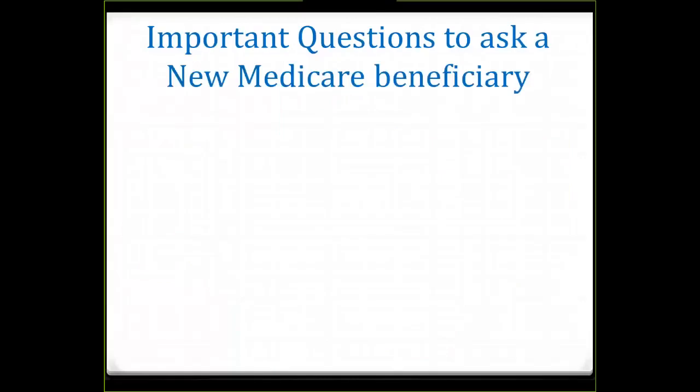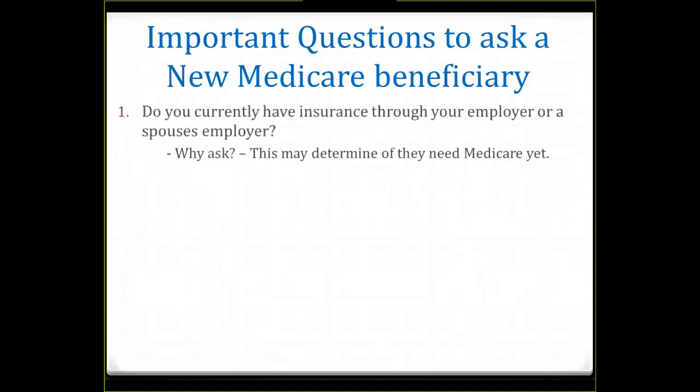But before we get to my counseling style, for every single new Medicare beneficiary, there are some really, really important questions to ask them before you even get into the discussion on do you want original Medicare or a Medicare Advantage plan. The first major question to ask all of your clients who are new to Medicare is, do you currently have insurance through an employer, or does your spouse currently have insurance through an employer that you're covered by? Why is this important? Because it's going to determine if the beneficiary even needs Medicare yet.